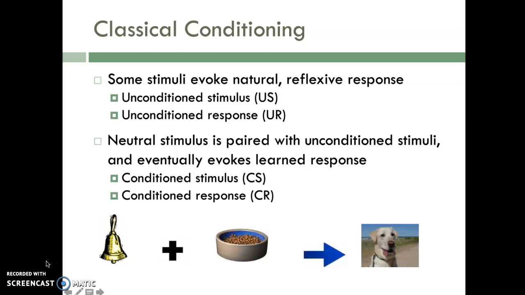And so the bell is the conditioned stimulus because it is the stimulus that the dog learns to associate with the response. And the conditioned response is still the salivation, except that now it's conditioned because he's learned to salivate in response to the bell, not the natural stimulus of the food.